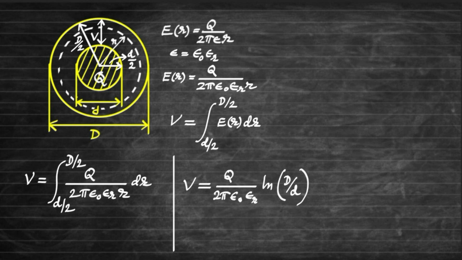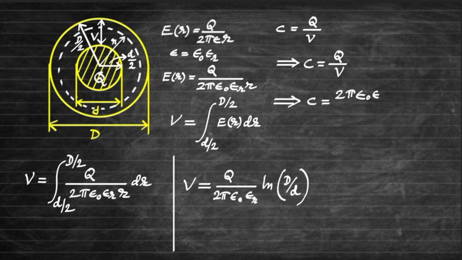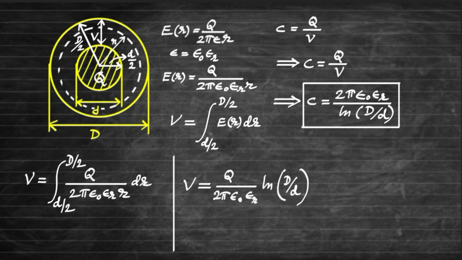Now, we know the fundamental relation between charge, voltage and capacitance, which is C equals Q divided by V. Therefore, the capacitance per unit length of the cable can be written as C equals Q divided by V. Substituting the value of V in this expression, we finally obtain C equals 2 pi epsilon 0 epsilon r divided by natural logarithm of D by d. So, this is the capacitance per unit length of a coaxial cable.